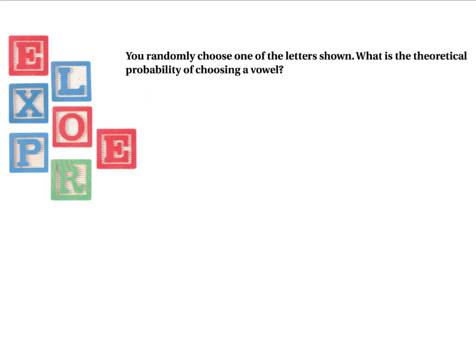Another example of a theoretical probability, it says you randomly choose one of the letters shown. What's the theoretical probability of choosing a vowel? Well, let's start with how many we have. 1, 2, 3, 4, 5, 6, 7. So there are 7 total blocks. How many are vowels? Well, we have 1, 2, 3. So 3 out of 7 is my theoretical probability. Again, if I actually do it and see what I get, doesn't necessarily mean I'm going to get 3 out of 7, but my theoretical probability would be 3 out of 7.